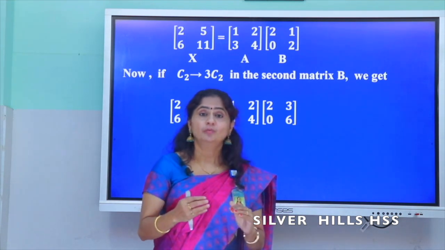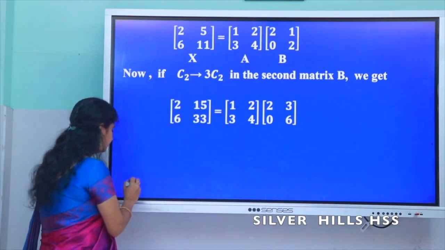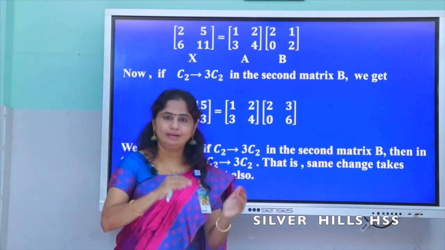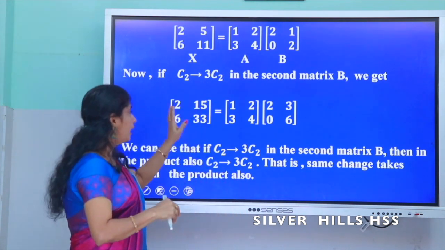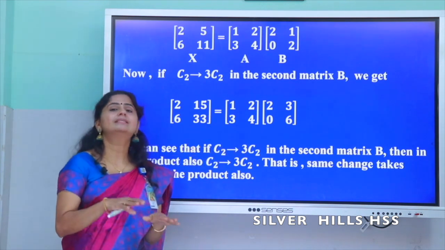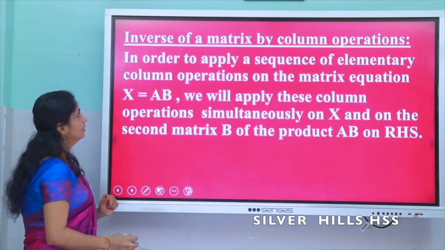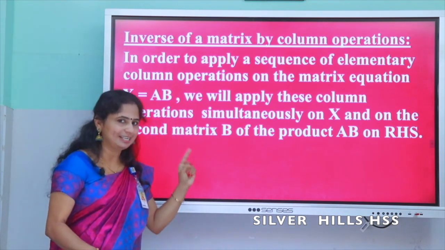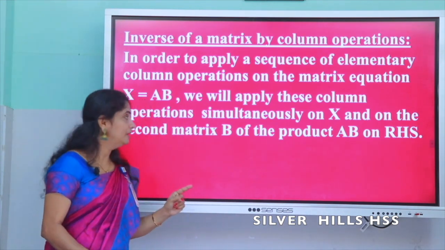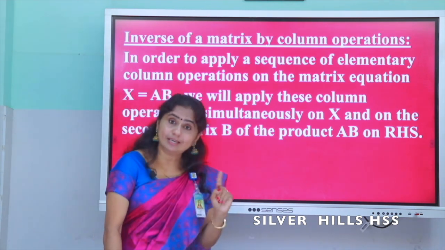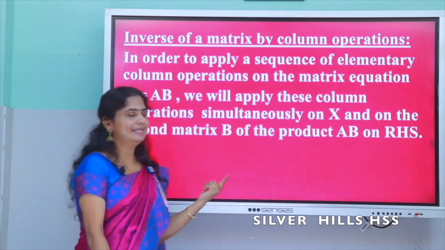Therefore, we can say that when we apply the column transformation on the matrix equation, it should be applied on the product matrix and the second matrix B simultaneously. So, in order to apply the sequence of elementary column operations on the matrix equation X is equal to AB, we will apply these column operations simultaneously on X and the second matrix B.